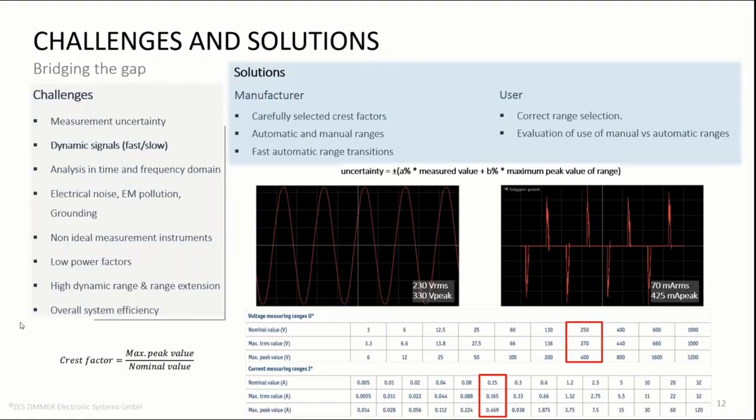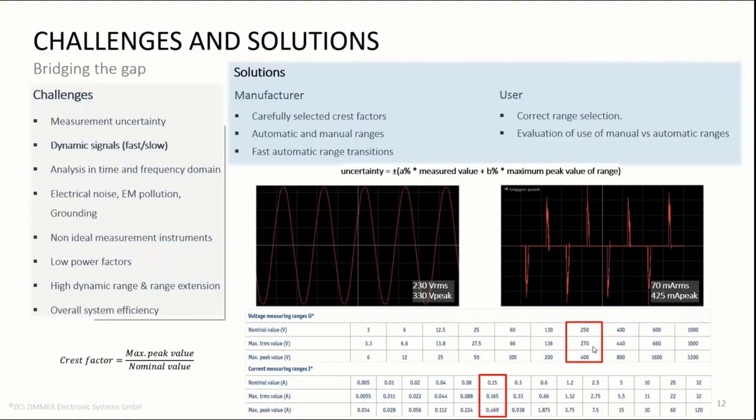To understand its significance, let's look at the AC voltage and current of a USB charger. The network voltage on the left is sinusoidal as it should be, while the current drawn from the network, as we see on the right, follows this spiked pattern. On the left graph, the signal is around 230 volts RMS and has a peak value of 330 volts. So the proper range to operate the instrument in this case is the one with a nominal value of 250 volts.